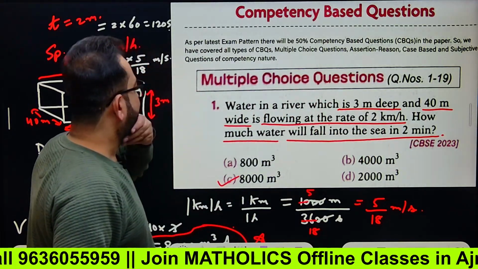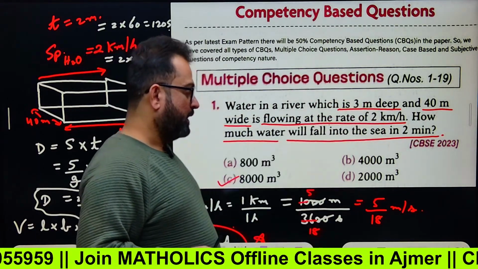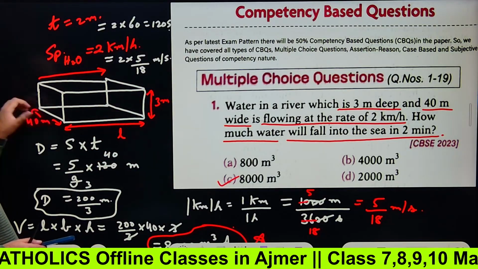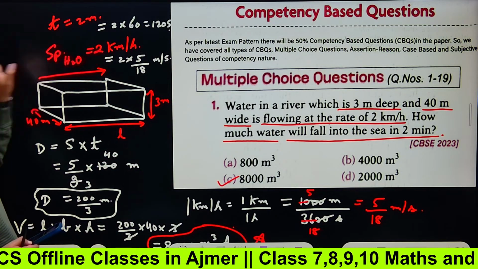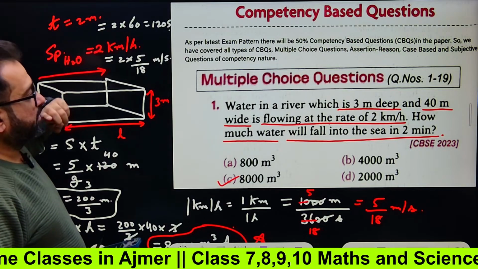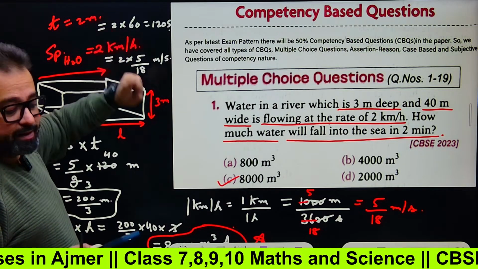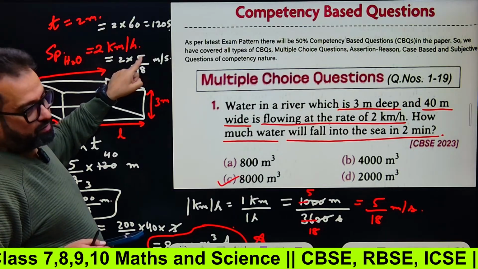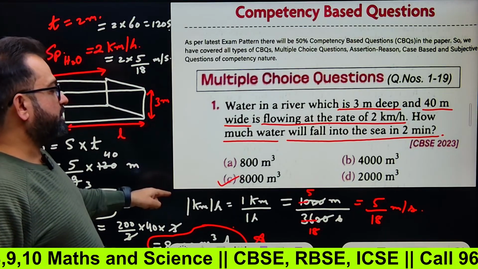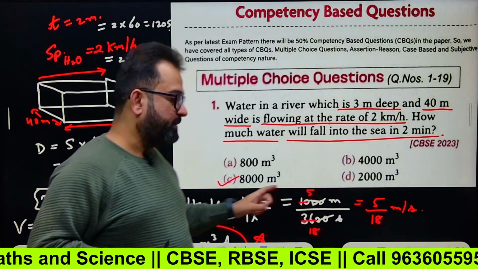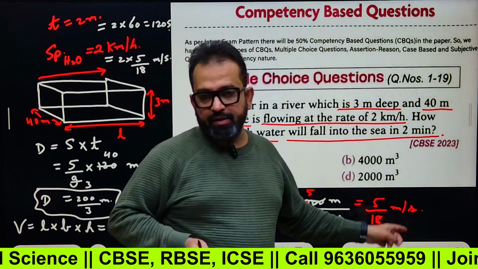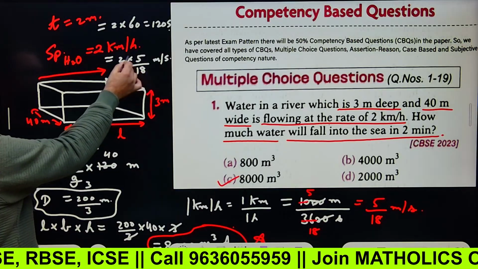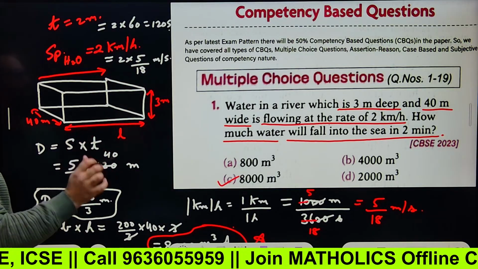Okay. So, water in a river which is 3 meter deep and 40 meter wide is flowing at the rate of 2 kilometer per hour. Now, learn to convert kilometer per hour into meter per second directly. Kilometer per hour multiplied by 5 by 18. You must write 1 kilometer per hour is 5 by 18 meter per second. Directly you can use this conversion ratio. So 2 into 5 by 18 gives 5 by 9. Right. Now this is speed.